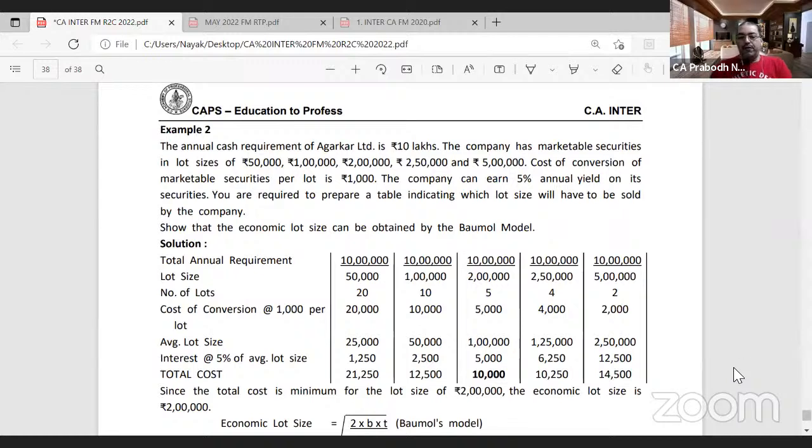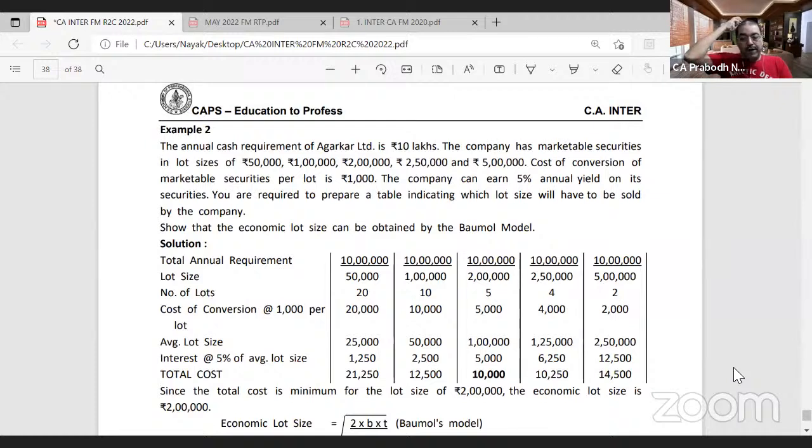The annual cash requirement of Agratar Limited is given. The company has marketable securities in lot sizes of 50,000, 1 lakh, 2 lakhs, 2.5 lakhs and 5 lakhs. The cost of conversion of marketable securities per lot is 1,000 rupees. The company can earn a 5% annual yield on securities. You are required to prepare a table indicating which lot size will have to be sold by the company, and show that the economic lot size can also be obtained by Baumol's law.